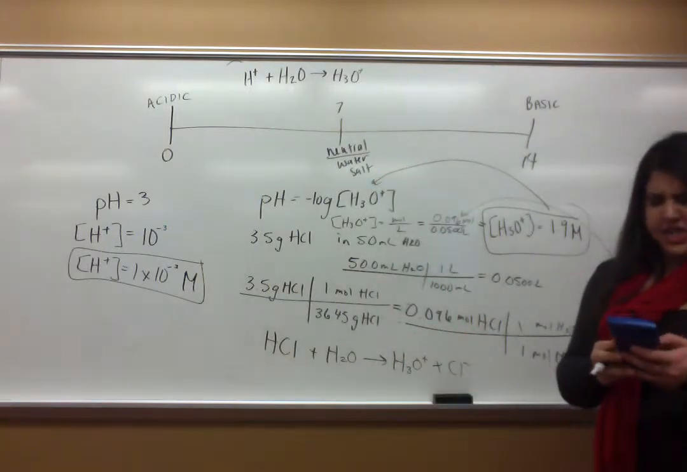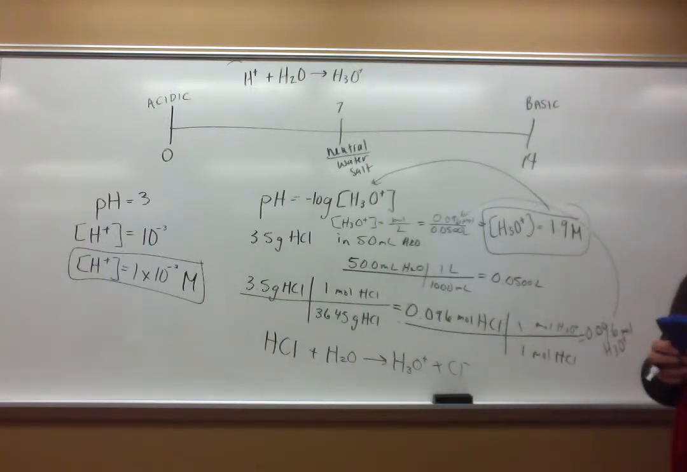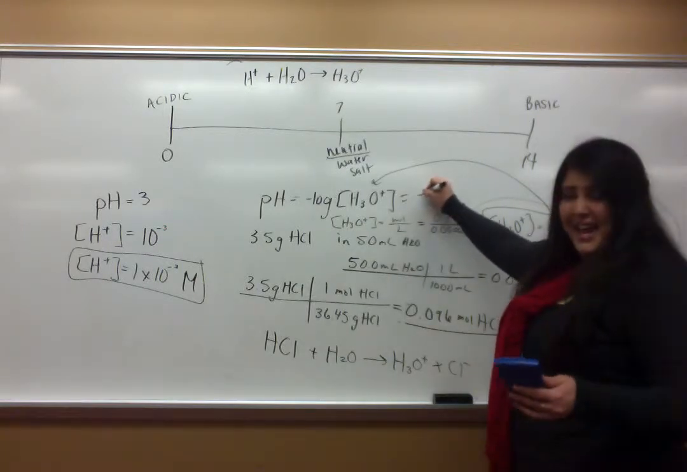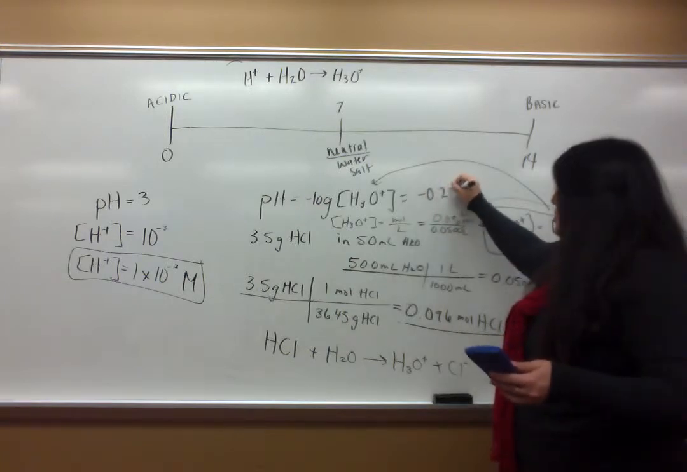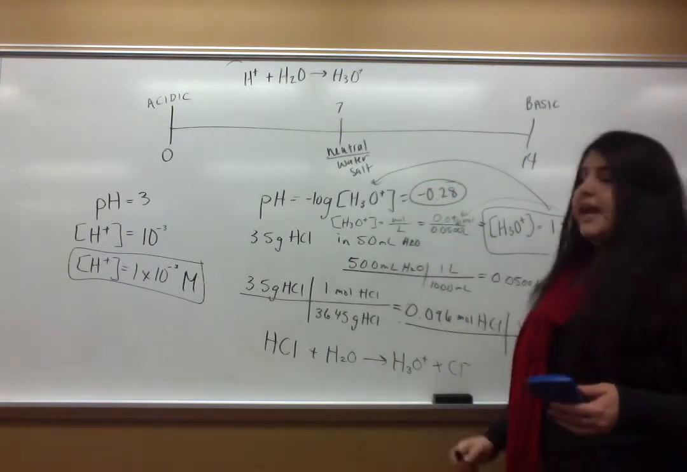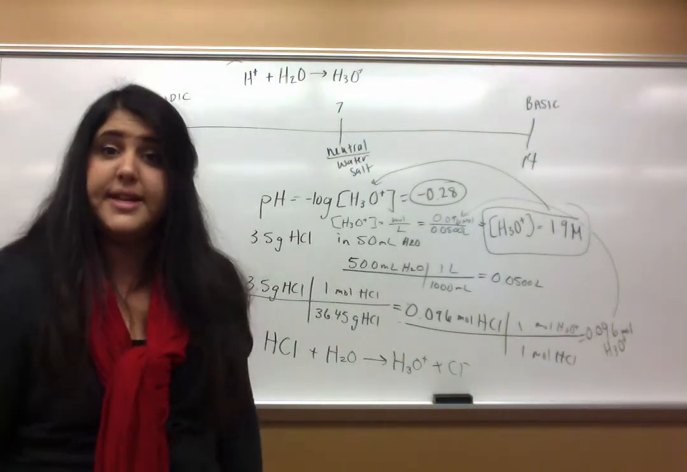Now, pH, negative log of my 1.9, okay? I get something like negative 0.28. And again, pH has no units, but a negative 0, how is it possible to have a negative pH? That sounds like crazy talk.